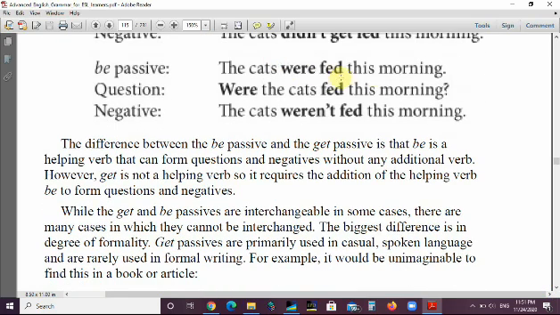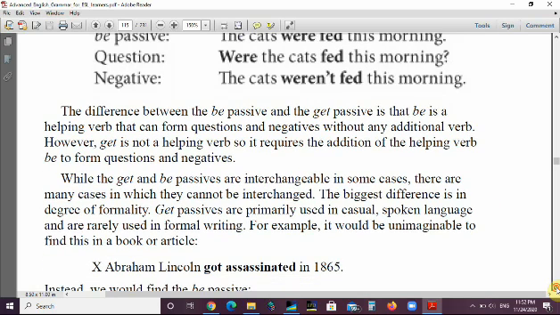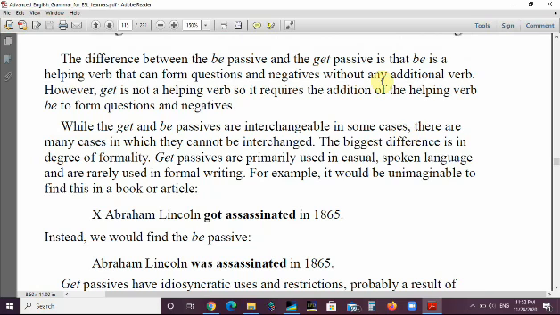Another example, the cats were fed this morning, using verb to be this time. As you can see, we can use were to begin a question or before not to form the negative form. The difference between the be passive and the get passive is that be is a helping verb that can form questions and negatives, as we said, without any additional verb. However, get is not a helping verb, so it requires the additional helping verb as we did with the word did.